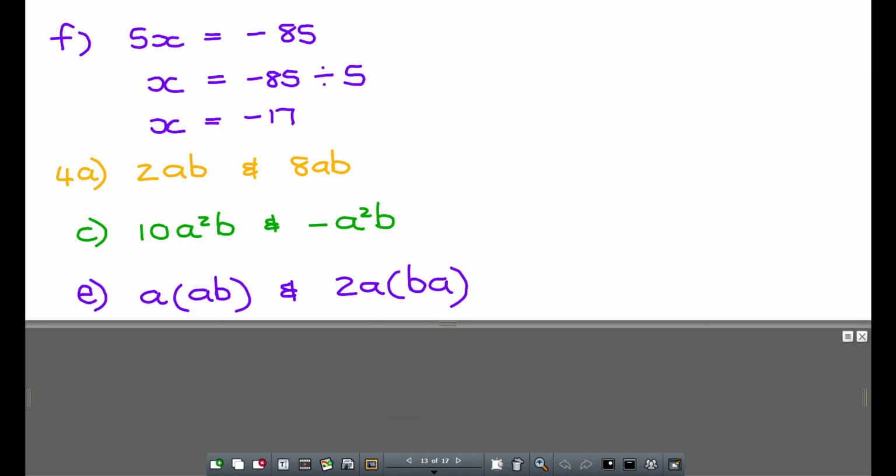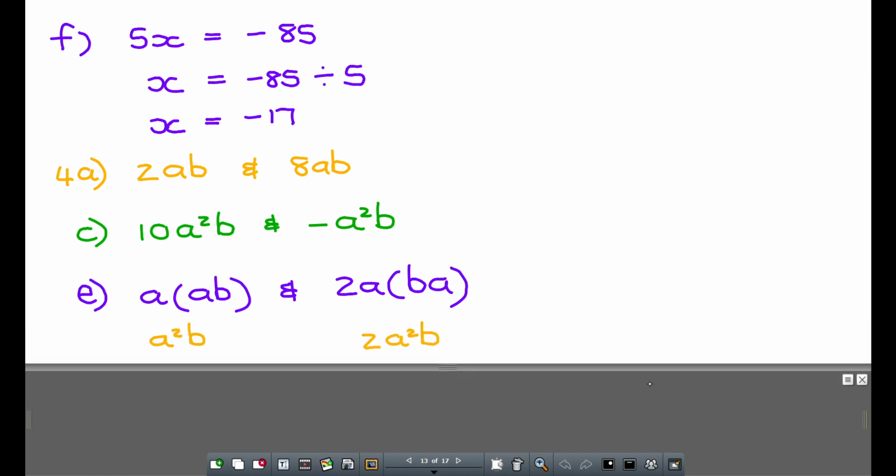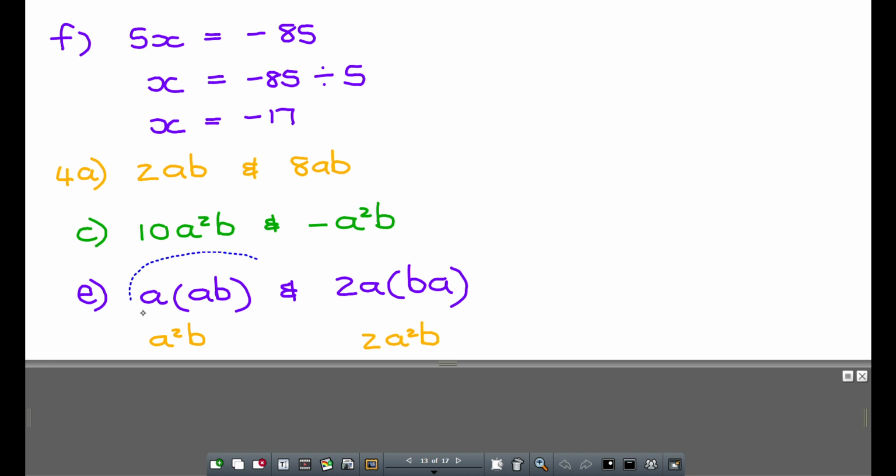Okay, so this was the one that I was talking about now. At E, A times AB, I just want to check that I write it here. If I were to multiply that out, A times AB would give me A squared B. And the other one, if I multiplied this in, 2A times BA, is going to give me 2A squared B. So can you see that both of these have A squared and B as an unknown? That is why they would be like terms. Okay.